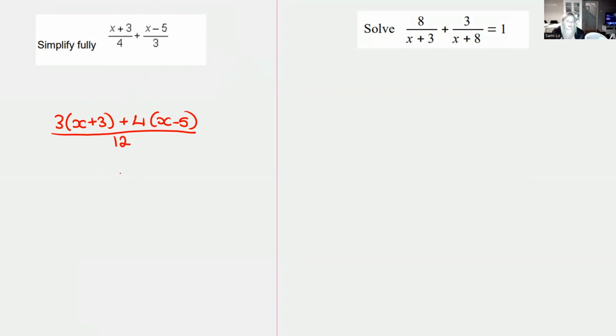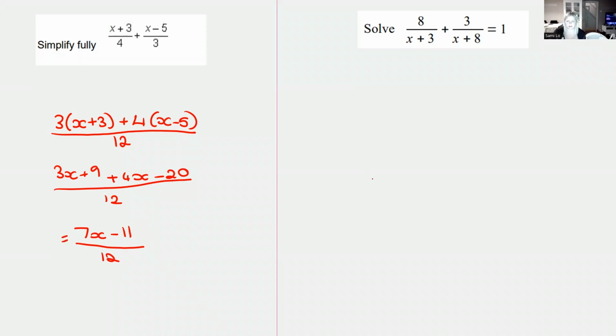The denominators multiply together. Expand out the brackets, so 3x + 9 + 4x - 20, all over 12, and then simplify down. So 3x + 4x gives us 7x. 9 minus 20 is minus 11. And 12 on the bottom. Again, check in, so none of the coefficients have the same factor and there isn't the same variable in each one. So that is our final answer for that question.